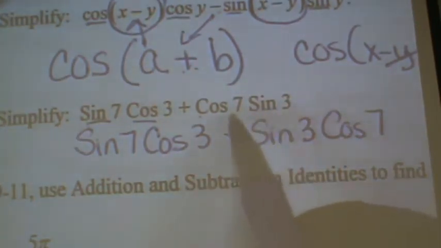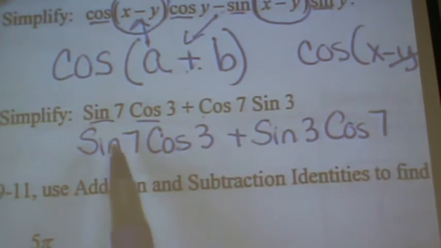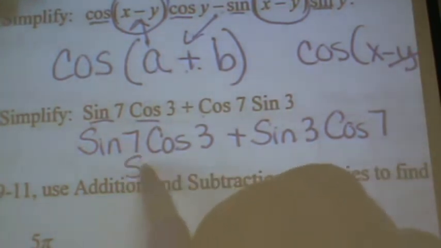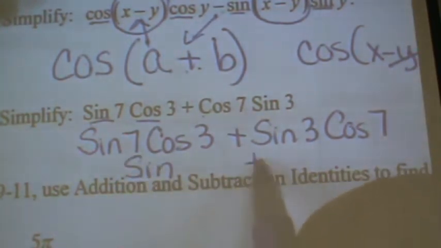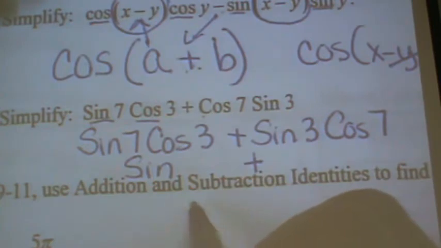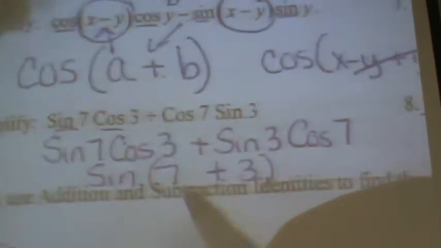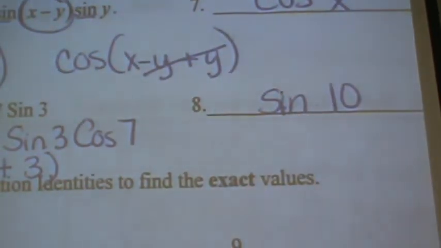You can switch these two around. But which identity? Is it sine or cosine that switches them? Sine, cosine, sine, cosine. It's a sine. And sine is same sign. So I have to figure out what angle A is and angle B. It's 7 and 3. We're going to do what to 7 and 3? Add them. What's 7 and 3? 10.